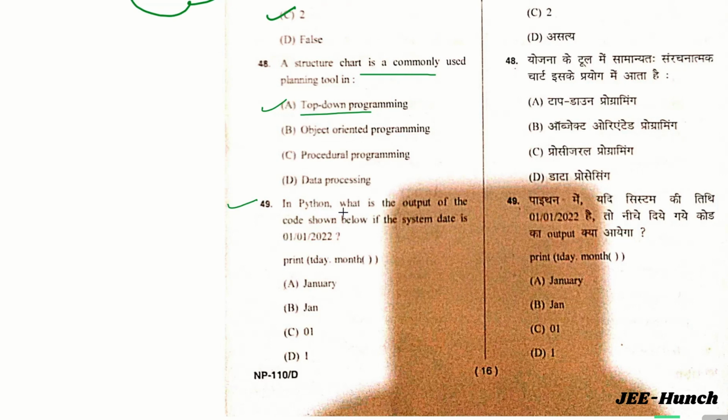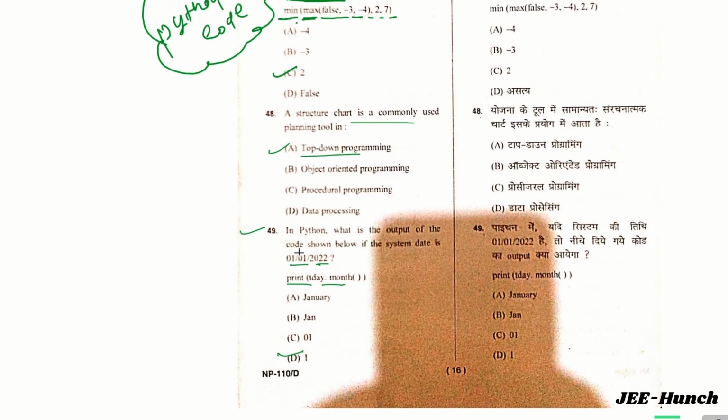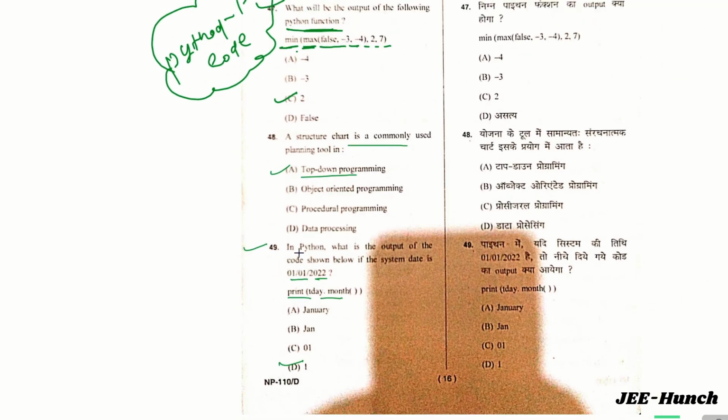49. In Python, what is the output of the following code shown below if the system date is 1/1/2022? So print date. It's 1 January 2022. So it will print what? 1. Okay. Date is what? Date is 1. So that's why it will print 1.